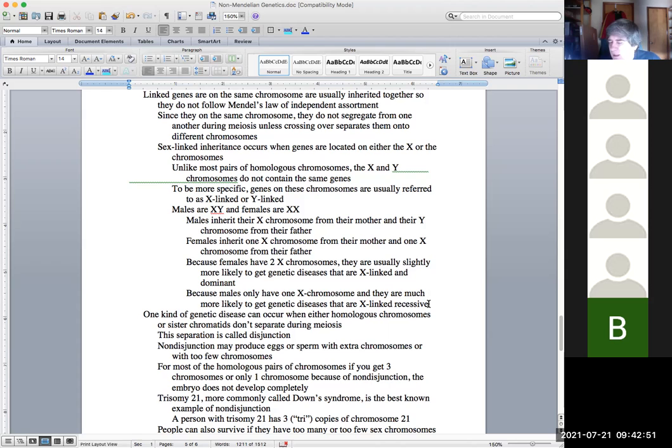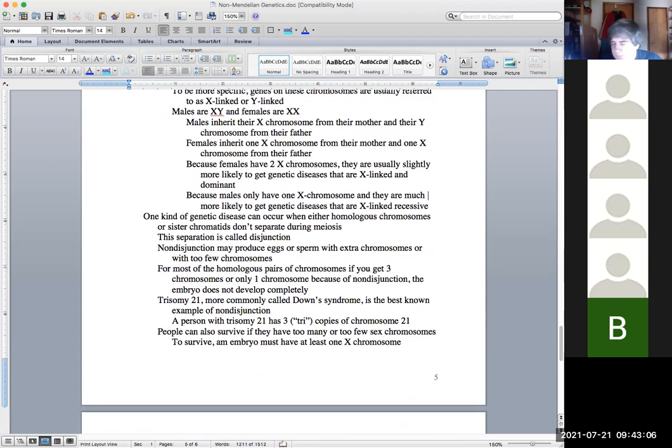If we look at red-green color blindness, about 92% of the people who have red-green color blindness are men. Only about 8% are women. So it's relatively rare for women to get these. You know, we had that color blindness test we looked at the other day.